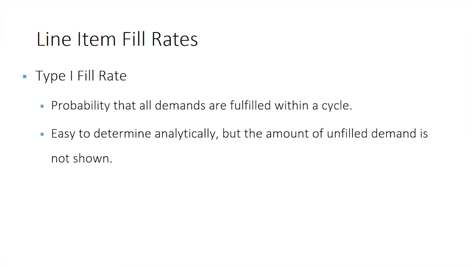Here, I will try to summarize what we have learned so far. From the last lecture, we have learned two types of fill rate. Here, I will recap these fill rates before I move on. Type 1 fill rate is about the probability that all demands are fulfilled within a cycle. So it is like an either-or situation. Either you are able to fill the order demand or you are not. In the beginning of this semester, we talked about determining the Z value and using the Z and normal table. We can find this type 1 fill rate.